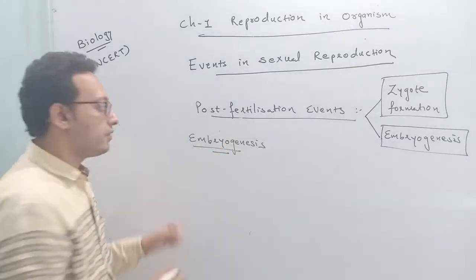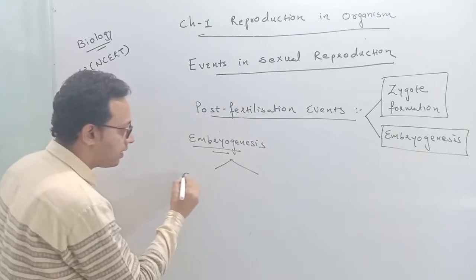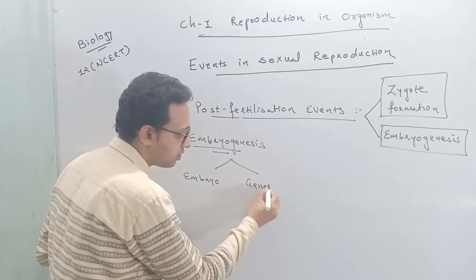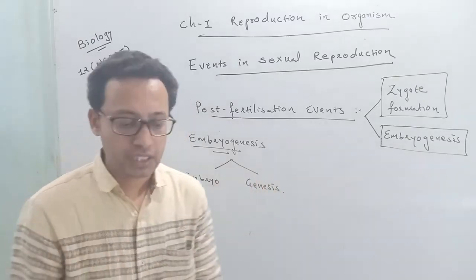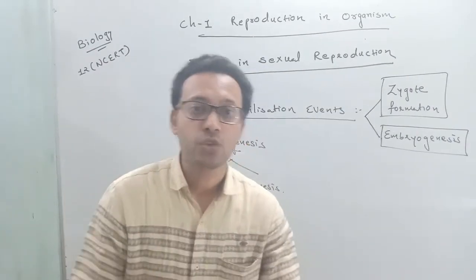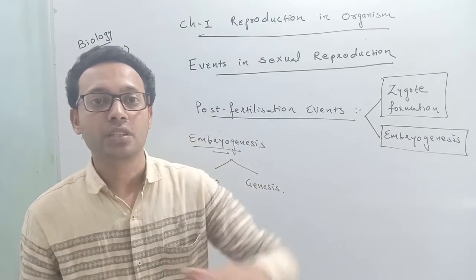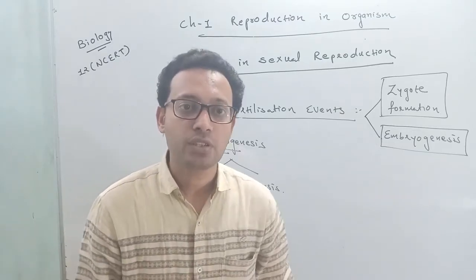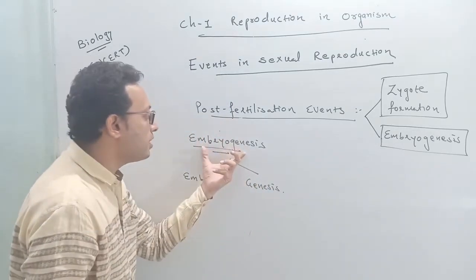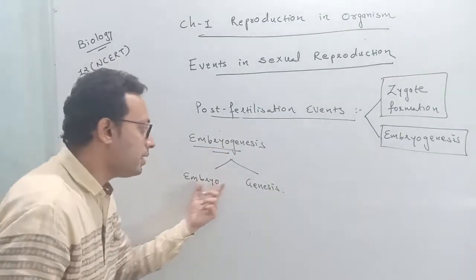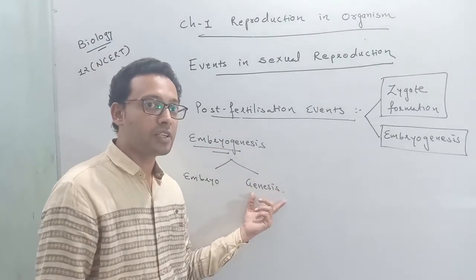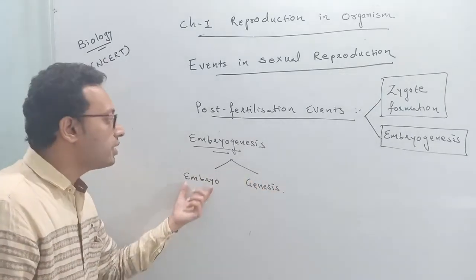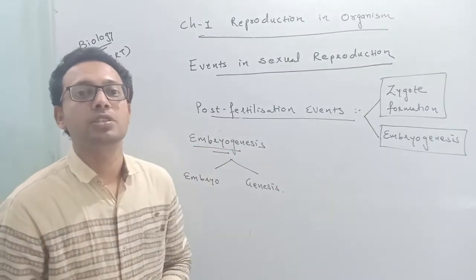As we have seen, the word embryogenesis is made up of two words, embryo and genesis. Like what we have already done in the case of gametogenesis. Genesis means formation. Gameto means gamete, so the process of formation of gametes is called gametogenesis. Similarly, embryogenesis is also made up of two terms, embryo and genesis. I hope you already know the meaning of genesis. Genesis means formation. Formation of what? Embryo. This process is called embryogenesis.